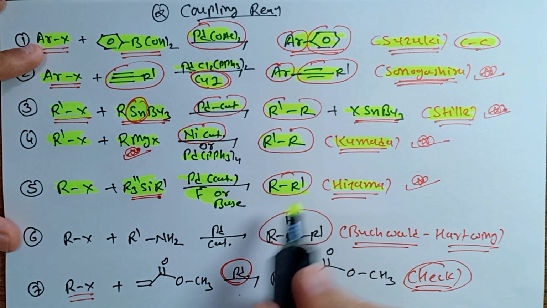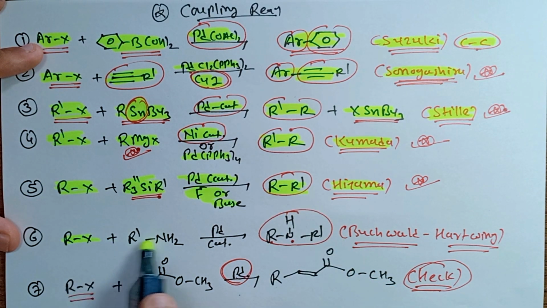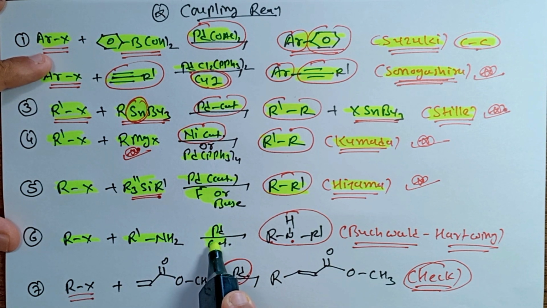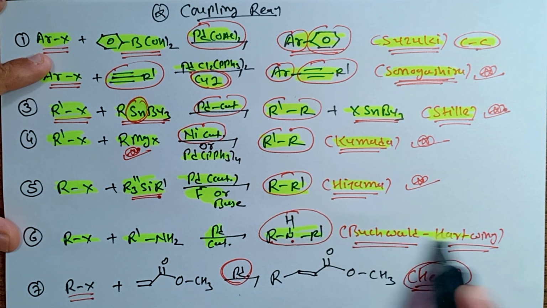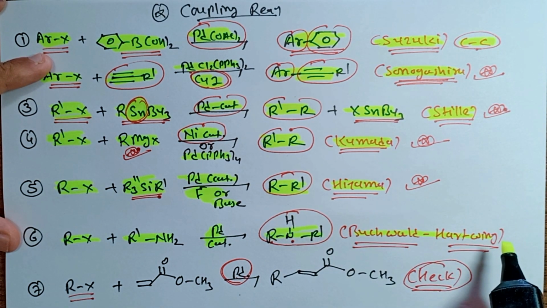Now the next one. Here we have an RX group and R-NH2. In the presence of a palladium catalyst, it again follows C-N coupling. This is known as the Buchwald-Hartwig reaction.